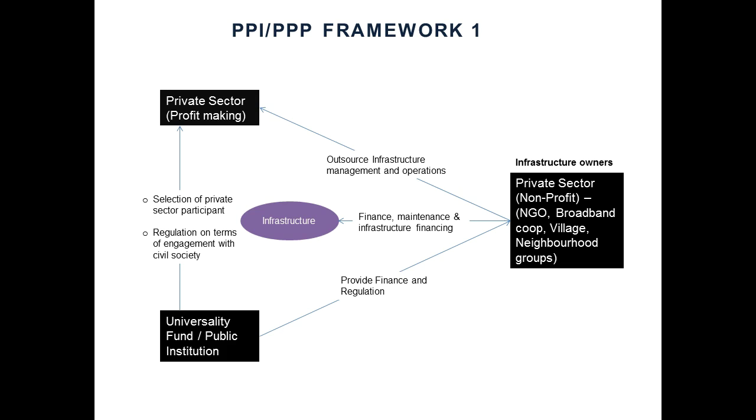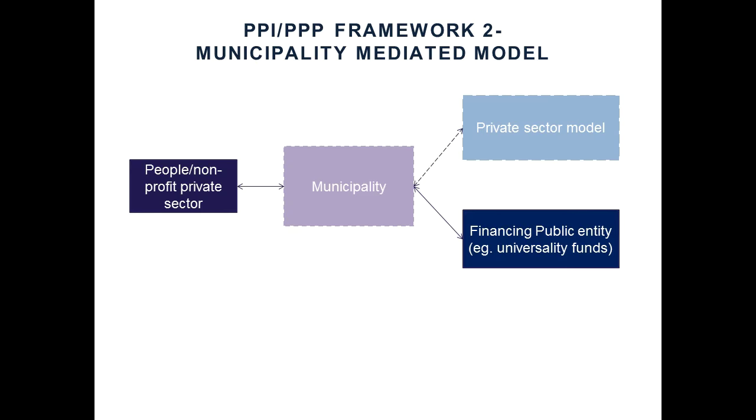And here, the universality funds could, if it's in a developed country, be any public institution, not necessarily universality funds, because we don't have that in the developed countries. So they will only outsource management and operations to the private sector if they need to. But in order to create a level playing field, these institutions need to set the agenda through regulations and select the private sectors that will be necessary to facilitate these types of infrastructure. The type of infrastructure I'm talking about here is low-cost infrastructure like Wi-Fi or any other low-cost infrastructure that is out there in the market.